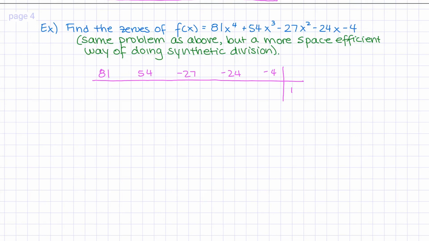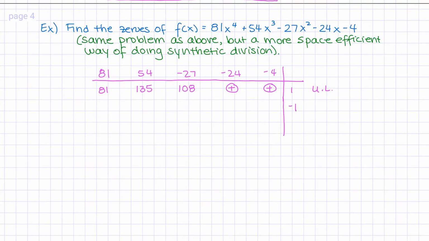So now we're going to do the add and multiply, but we're going to do that middle row in our head. We're still going to bring down the 81, and then you would multiply by 1 and get 81, and then you add to the 54 and you get 135. And then 135 times 1 is 135, plus negative 27 is 108. Multiply 108, add to negative 24, and this is some big number, but I know I'm going to continue getting positives. That told me I had an upper limit. So it didn't work.